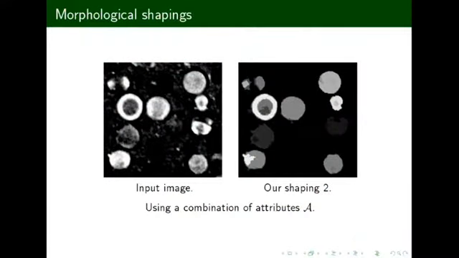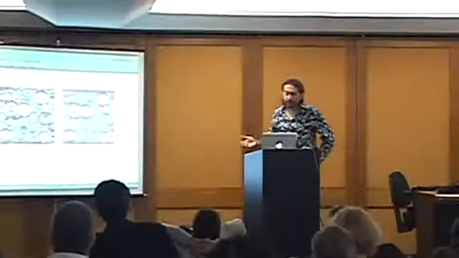A nice thing in the process also is that it's very easy to use any kind of attribute. So here it's two different roundness attributes, and you can go a bit further and obtain a cleaner image by using different roundness attributes. Circularity and the first two I've shown in the beginning measure how round a shape is. So this is a very clean result here.